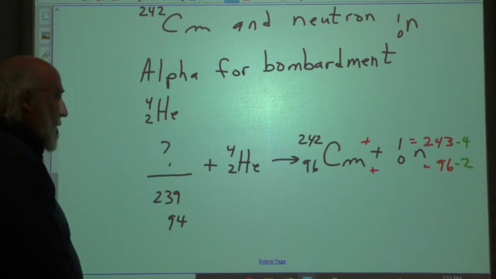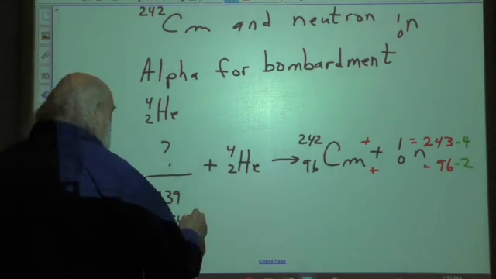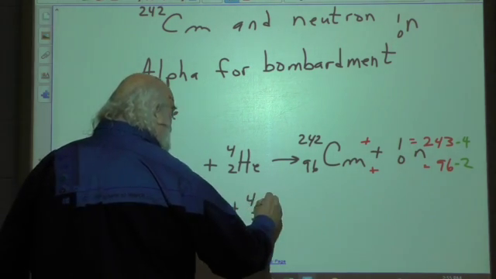Take a look at a periodic chart. You see that element number 94 rather, is plutonium. So we can write the equation like this.